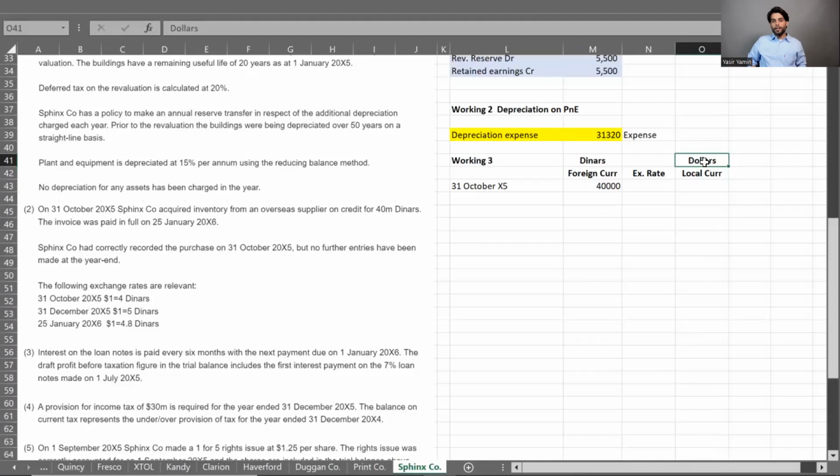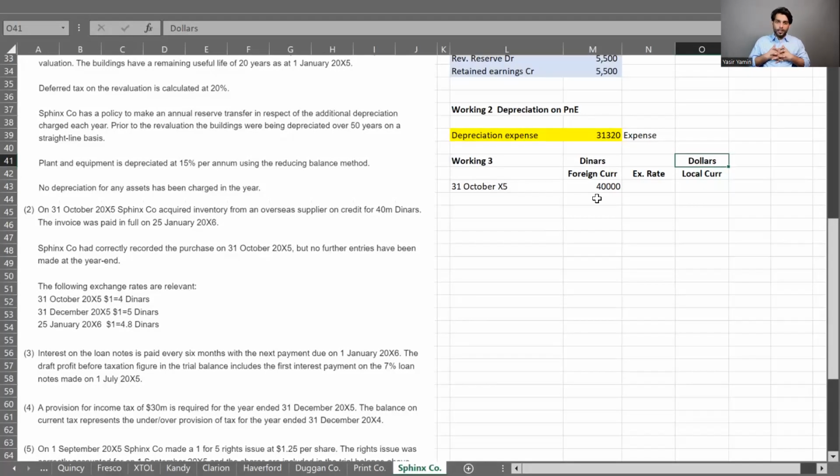Do you understand what I'm trying to say? You prepare your financial statements in dollars and you have just bought some inventory on credit in dinars. Now you need to prepare an accounting entry for this transaction, but since you make your financial statements in dollars, you need to report the transactions in dollars. So you will have to convert this 40,000 dinars into dollars. And how will you do that? How will you convert dinars into dollars? By using an exchange rate, very easy.